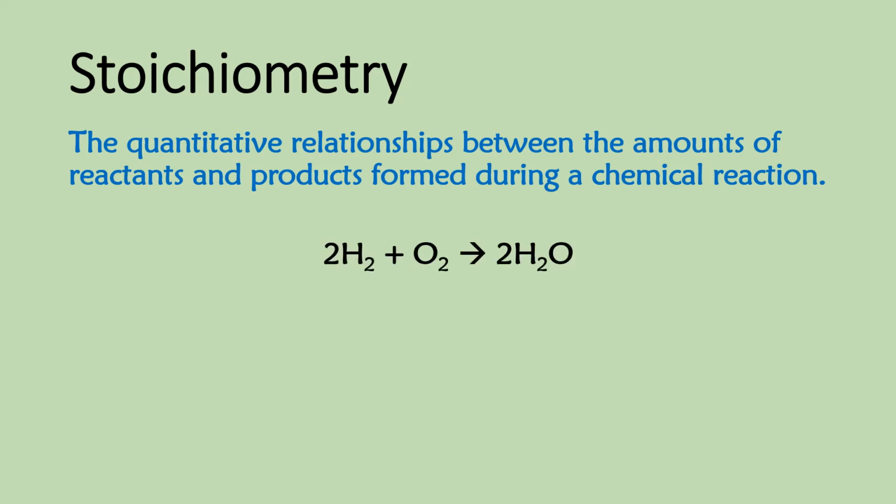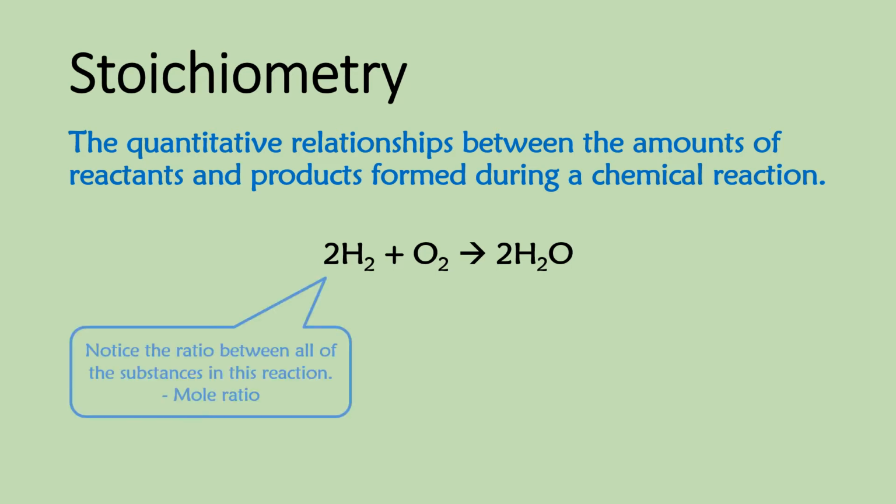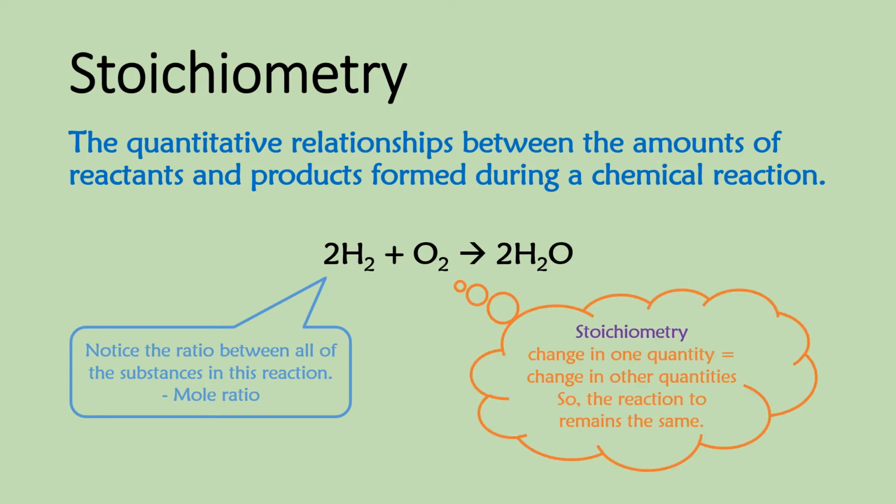So let's say this is the chemical reaction that we're looking at. If you notice the ratio between the different reactants and the different products that we have in here, that thing is called the mole ratio. We'll talk more about that in just a second, but that's basically the bottom line of stoichiometry. So what stoichiometry says is that because of that ratio between the reactants and the products in a chemical reaction, remember how we were balancing the equation, that balance and that ratio has to stay the same.